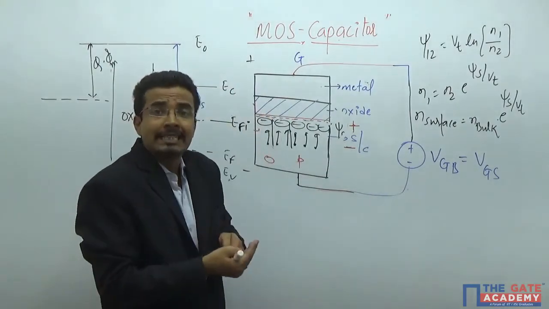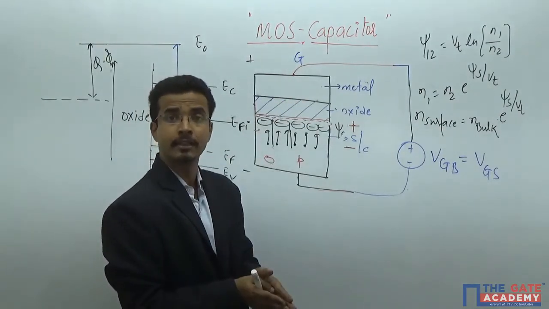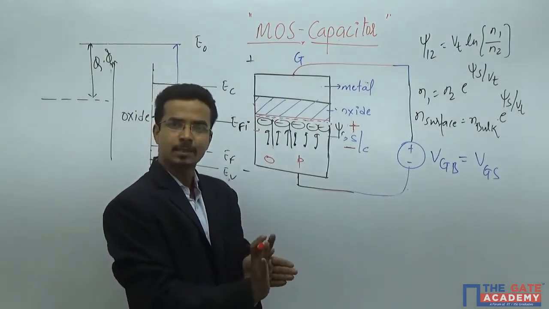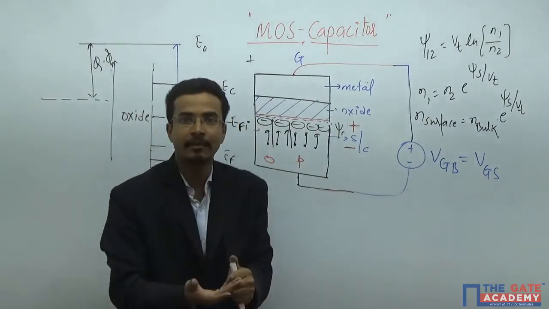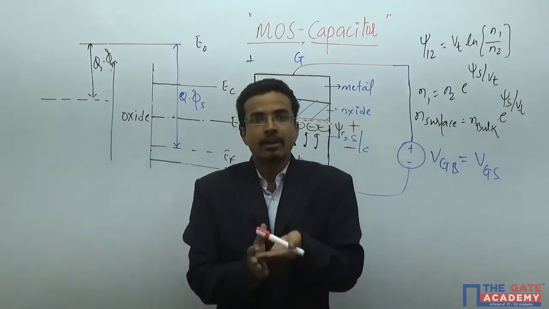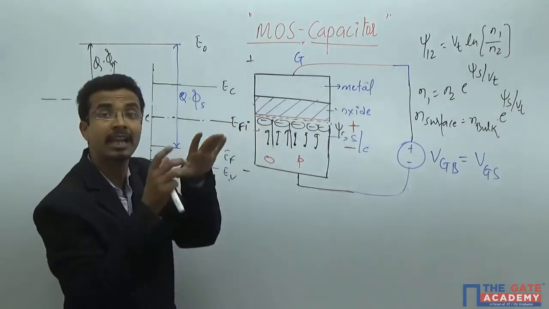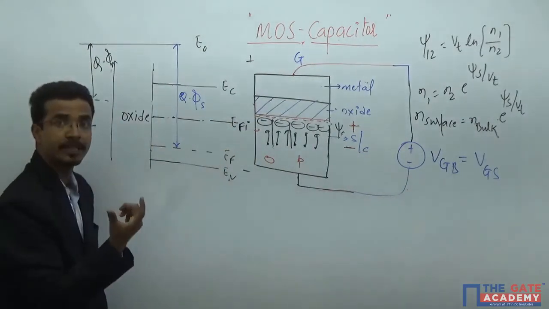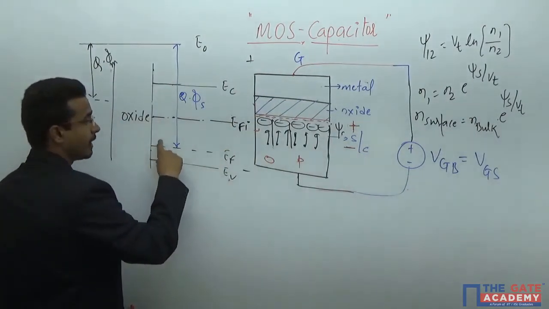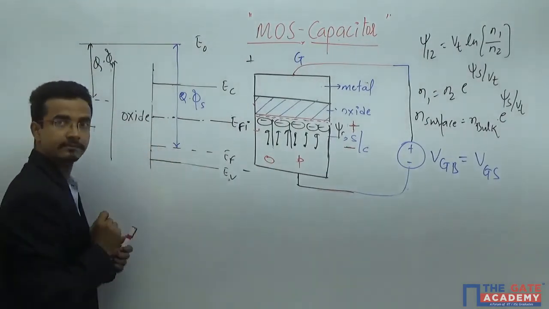You are decreasing the hole concentration here, or you can say you are making it less p-type at the interface. Because if the electrons are increasing, the holes are decreasing, and if the holes are decreasing, the substrate at the interface is becoming less p-type. If the semiconductor is becoming less p-type, the separation will be less.